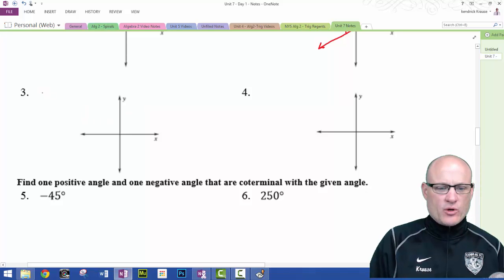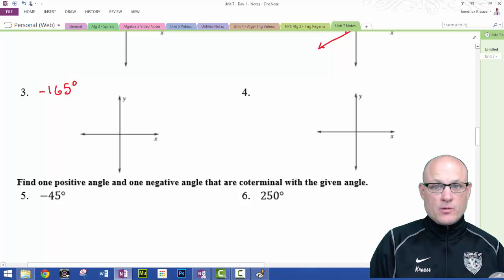How about negative 120? Negative, no, that's too easy. How about negative 165 degrees? Hit pause.